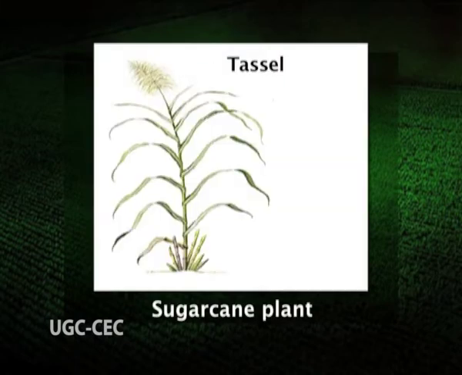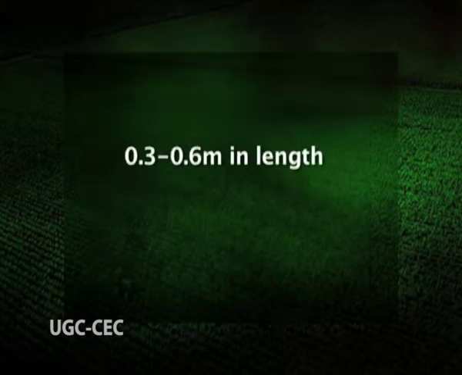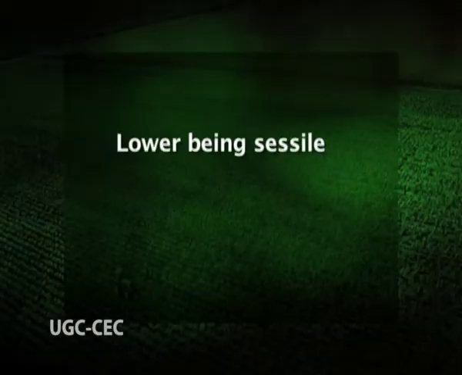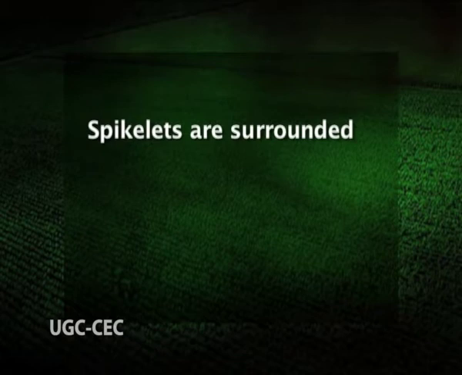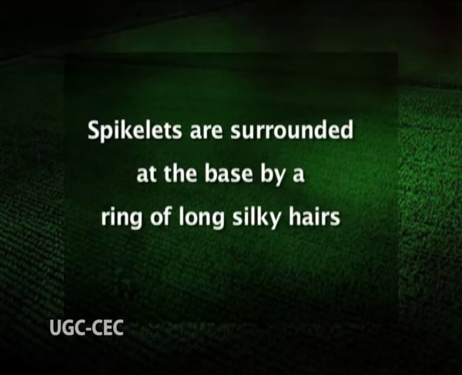The light silvery tan colored inflorescence, commonly referred to as tassel or an arrow, is an open feathery or woolly panicle about 0.3 to 0.6 meter in length and is produced only in paired spikelets, the lower being sessile while the upper spikelet is stalked. Both spikelets are surrounded at the base by a ring of long silky hairs, which impart a characteristic silky appearance to the inflorescence.